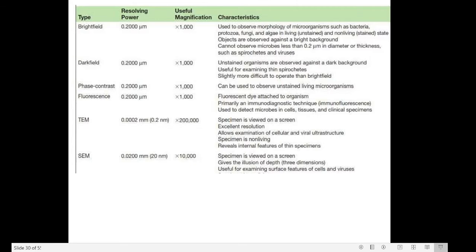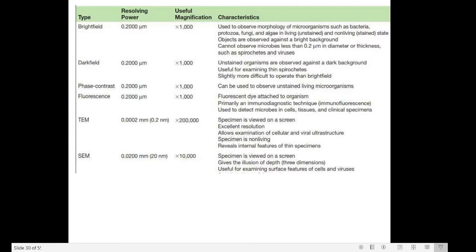The important thing in this microscopic understanding is the term phase contrast. Without staining, we can analyze the cells. In normal light microscopy, we observe the cells without staining. That is a phase contrast microscope. It's a very important thing.